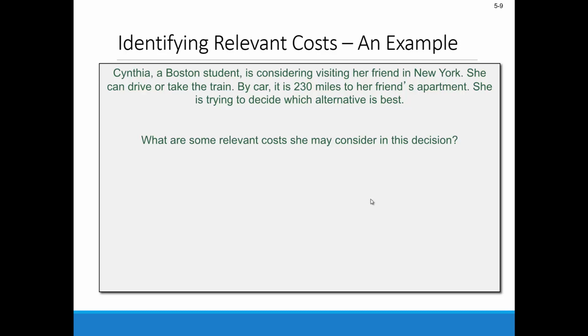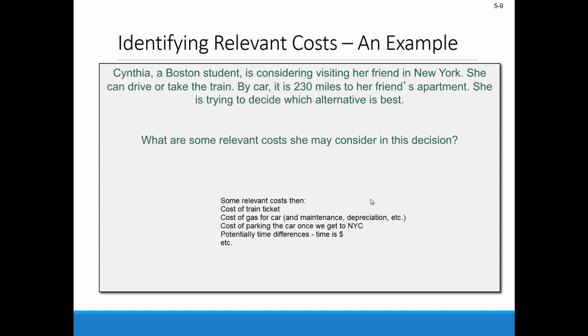So there's a few things that jump out. Right? We're either taking the train or driving to New York from Boston. So the cost of the train ticket would differ between the alternatives and would be considered relevant. If we take the train, we buy a ticket. If we drive, we don't buy a train ticket. Similarly, the cost of gas, maintenance, depreciation on the car, all those types of things, those are certainly relevant costs as well. If we take the train, we don't have to deal with that stuff. If we drive, we do have to deal with it.